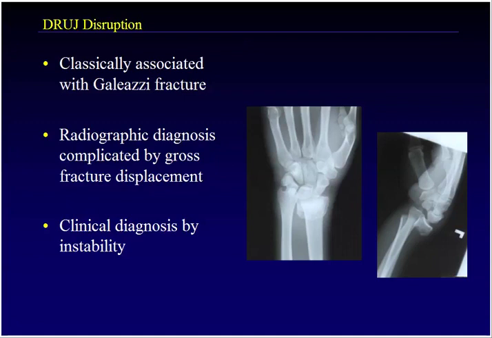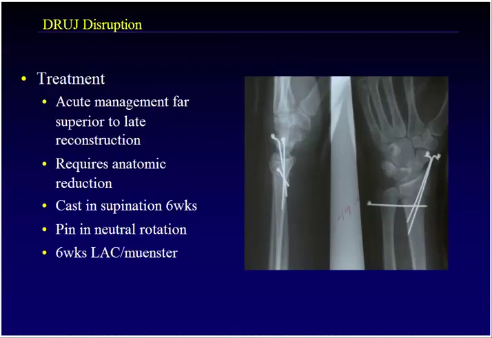Now, DRUJ disruption can be classically associated with a Galeazzi fracture, as we mentioned, which is a fracture of the radial shaft in association with a DRUJ injury. The radiographic diagnosis can be complicated by gross fracture displacement, and the clinical diagnosis can be made by instability of the DRUJ. It is important to recognize these and treat them acutely, because acute treatment has been shown to be superior to late treatment.